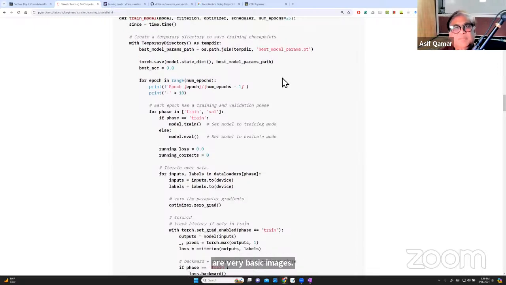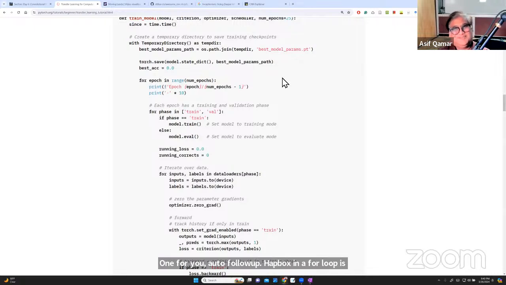I hope the basic training loop of PyTorch is looking familiar. It's a double for loop. The outer for loop is for epochs. The inner for loop is for mini-batches. What are the four main steps in there?